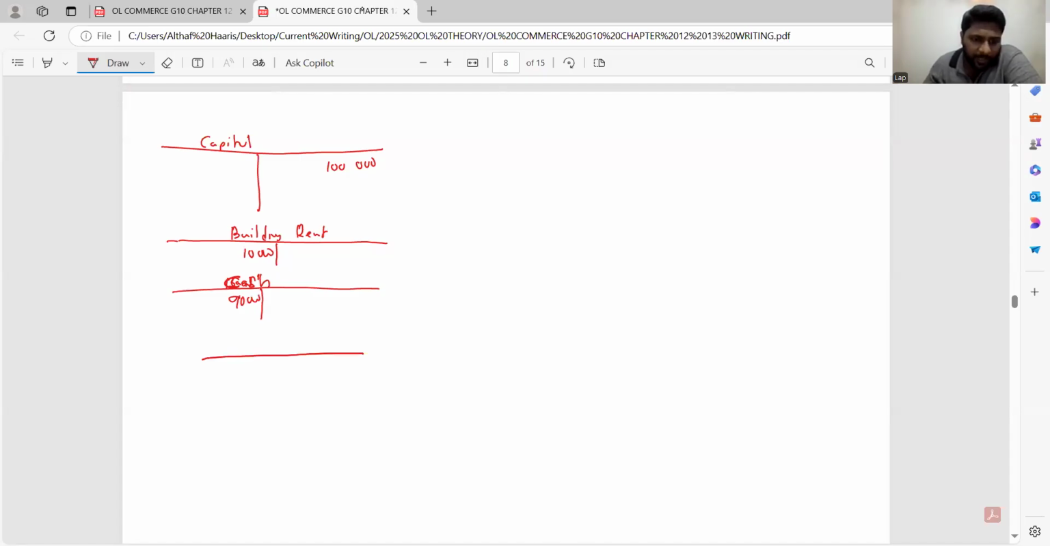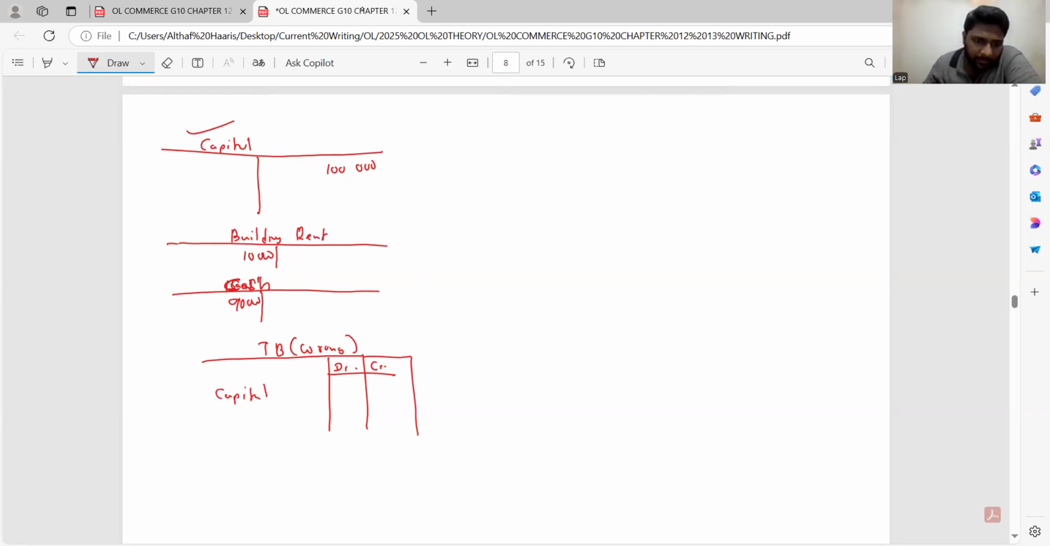So using this, now I have prepared the trial balance. Trial balance, which is the wrong one. Debit, credit. I have taken the capital, 100,000. Building rent I forgot to take. Missed it. Cash 90,000. So now the trial balance is not balanced. Why is the trial balance not balancing? Building rent we didn't take. Here 100,000, here 100,000. Then 10,000 is going to the suspense.